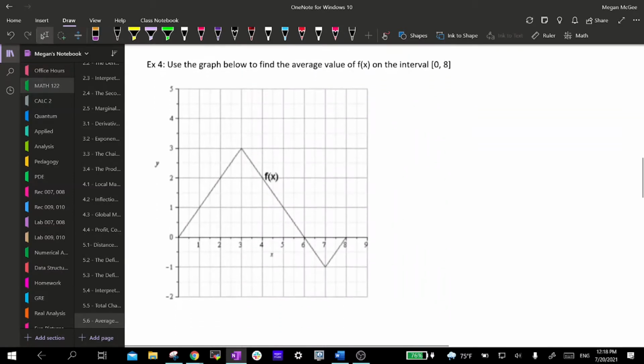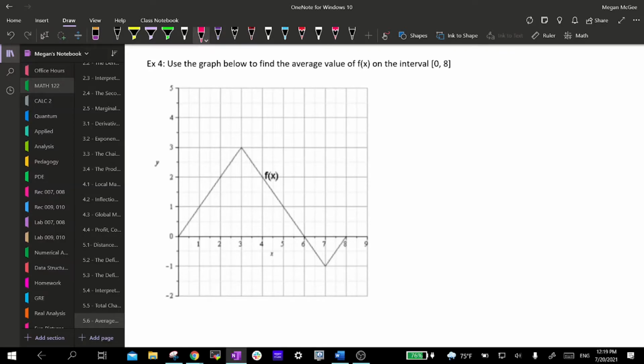All right, now we're going to do something a little bit different. Here we're given a graph, and we're still asked to find the average value of the function on the interval 0 to 8. Okay. So we know that we need to find the integral, which is the area between the function and the x-axis, right? It's our total area. And we also know that we can do that by counting boxes, right? So we weren't given the function here, but we're given the graph, and we can go ahead and count some boxes.